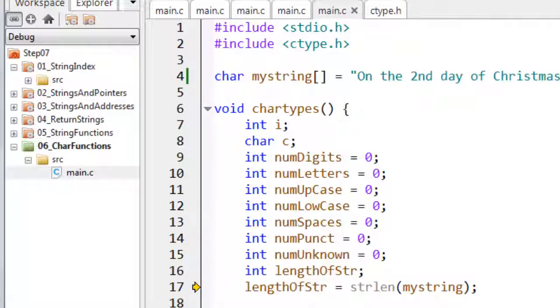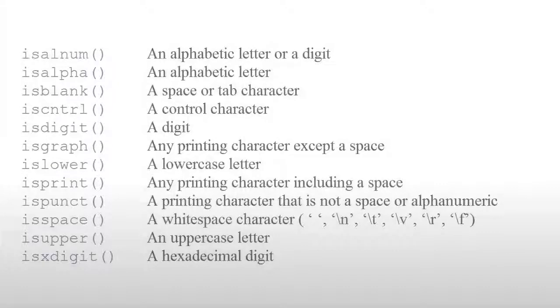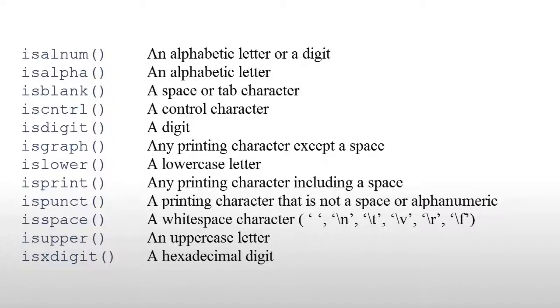Each of these functions takes a char argument and it returns a non-zero value representing true or a zero value representing false, so you can see if the function has succeeded or not. Is_alnum tests the character to see if it's an alphabetic letter or a digit, that is a number. Is_alpha, an alphabetic letter. Is_blank tests for a space or a tab character.